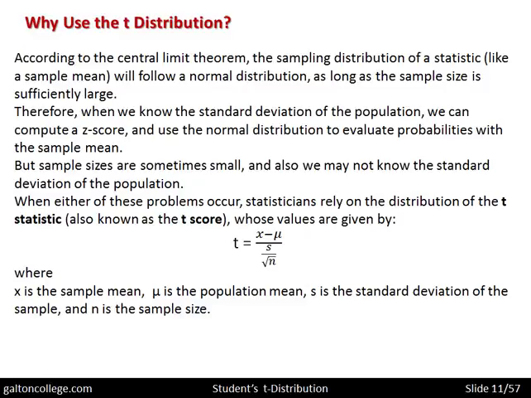For example, we don't know that the light bulbs are going to last so many hours. The manufacturers have to make this claim because they're trying to sell the light bulbs, but that claim is based on probability. But if we did know what the true population mean was, that would be mu. S is the standard deviation of the sample. Well, having collected the sample, we can work out its standard deviation. And n is just the sample size. So when we use this formula, we calculate the t score.